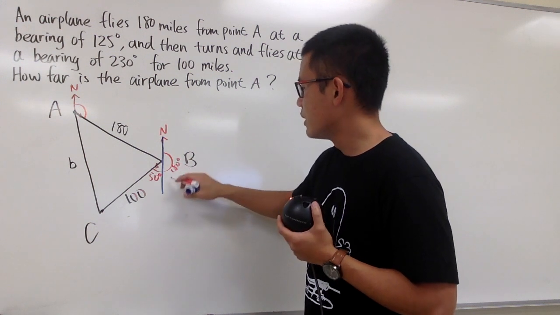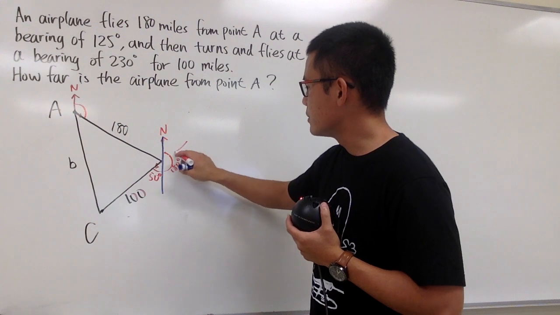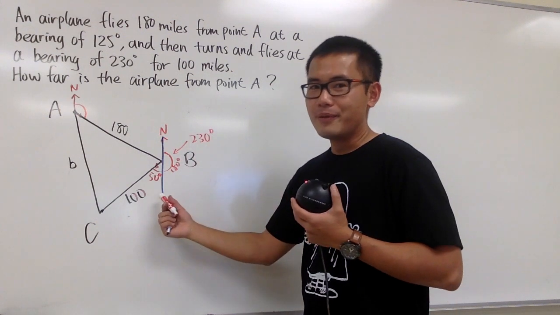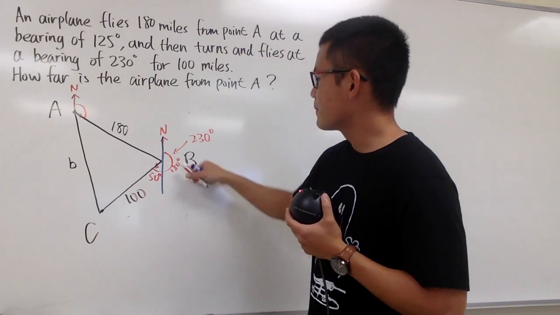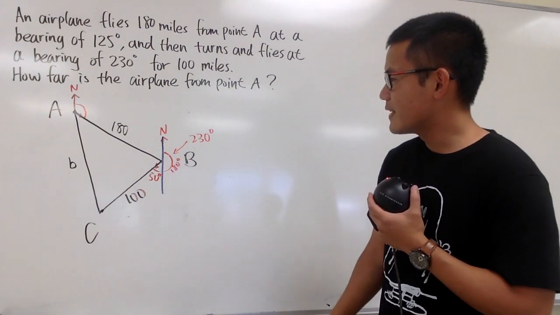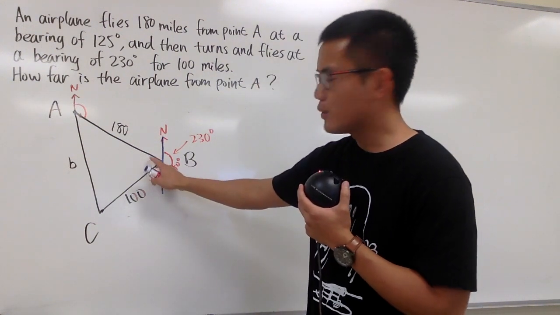Because the whole thing will be 230. So let me just tell you guys, this is the whole thing, 230 degrees. And for the 50 degree, 230 minus 180 is 50. Okay, so that's pretty good. All right, now I'm trying to find out what this is.